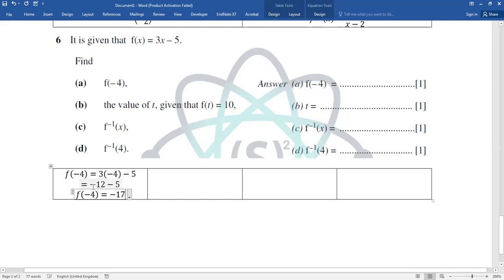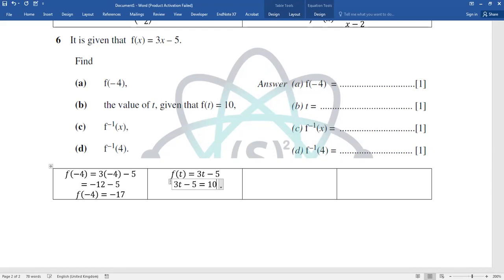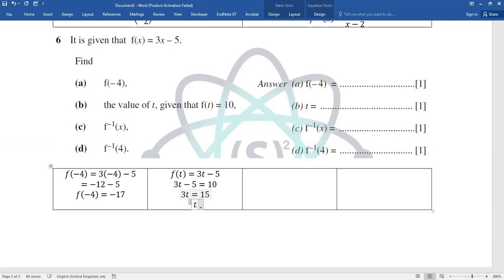Please understand this as well. When I input -4 in the original function, the output is -17. Now f of t is 10, right? f of t means write t in place of x. And the question said that this whole thing equals 10. So 3t is 15 and t is 5.